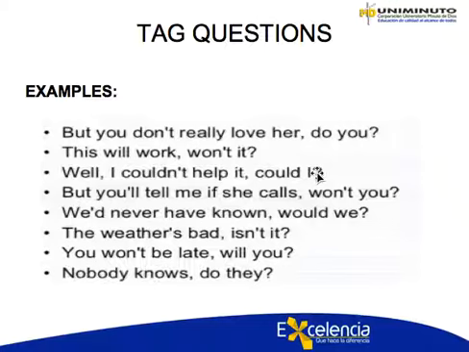Okay, y el tiempo. En este caso es negativo, es could I. But you tell me if she calls. Estamos utilizando future. So it means the negative, won't you? Negative, won't you? Next one. We'd never have known. That is would. So, because it's would, and that is negative, never. So, in this case, we need to use would in positive, would we?